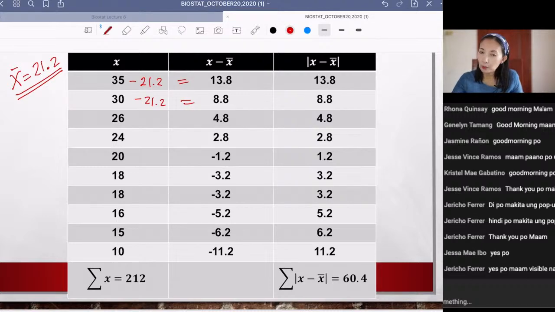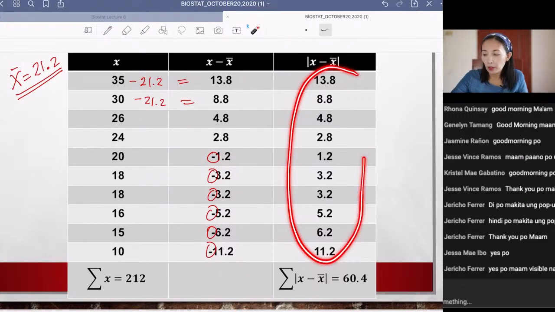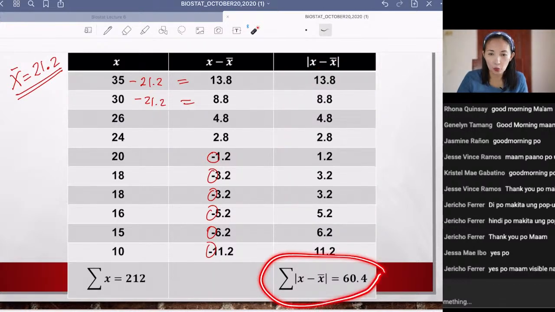Okay? But, what did we say a while ago? Absolute value. This is supposed to be absolute value, so get rid of the minus sign. Okay, so it will be this. Then, what are you going to do? You simply add up all the, okay, all the absolute value of the differences between each score and the mean. And the sum of it is 60.4.